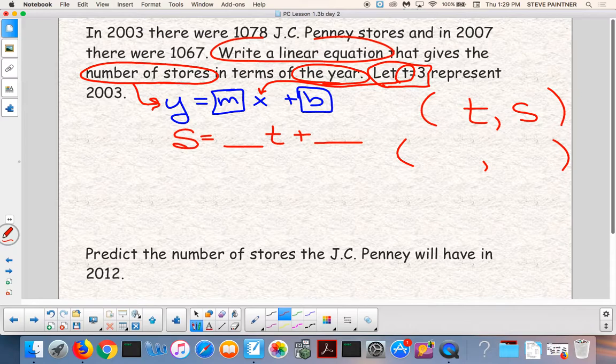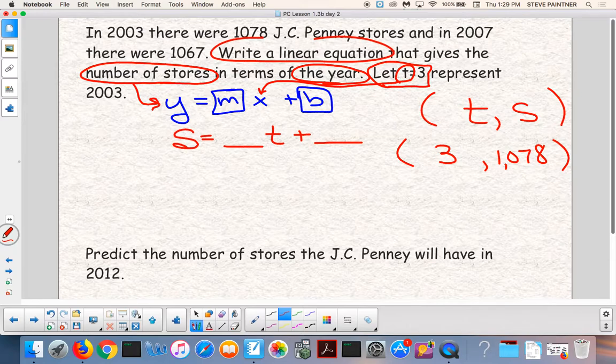3, 1078. You good? You see what I did? This is just a point on the graph somewhere. Year 3 goes up to 1,078. Okay. What else did they give you?